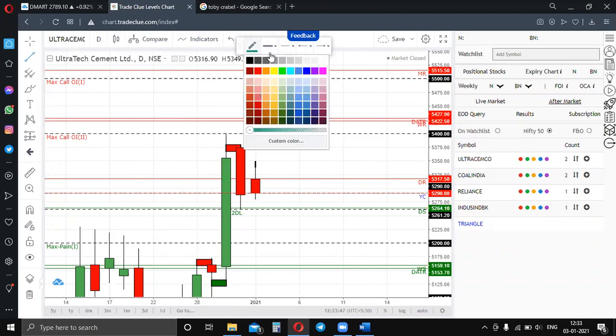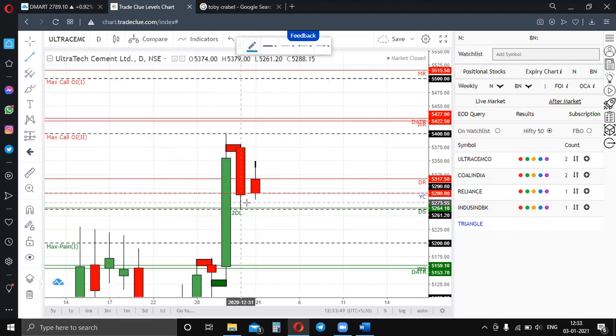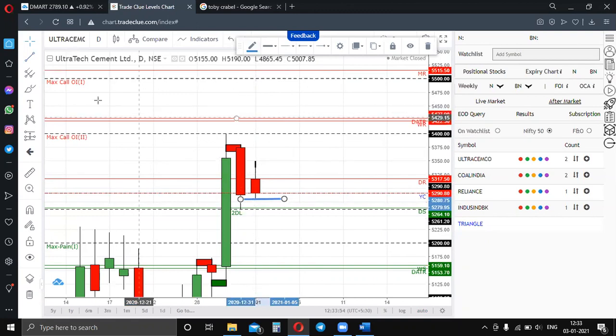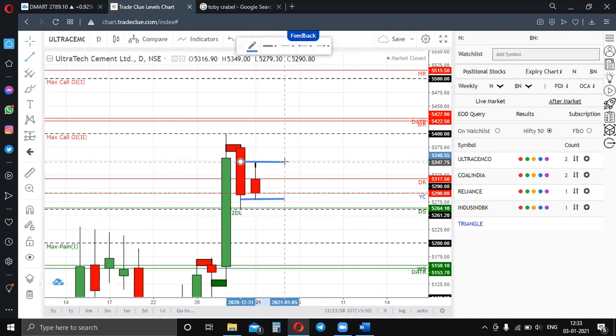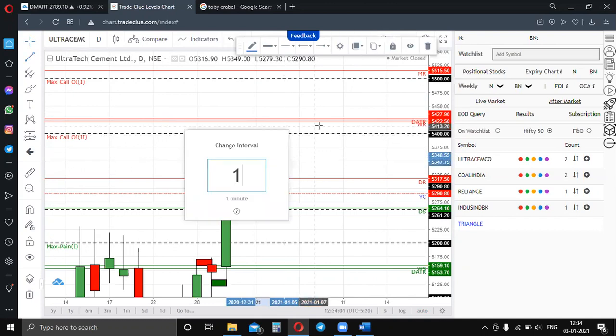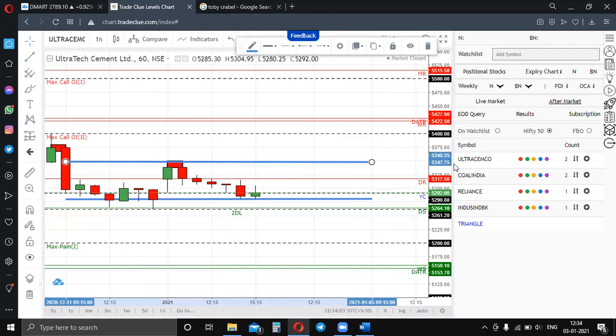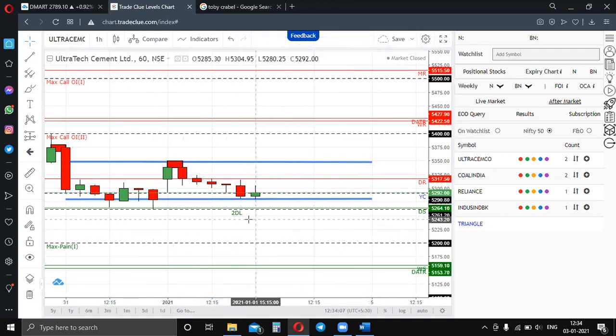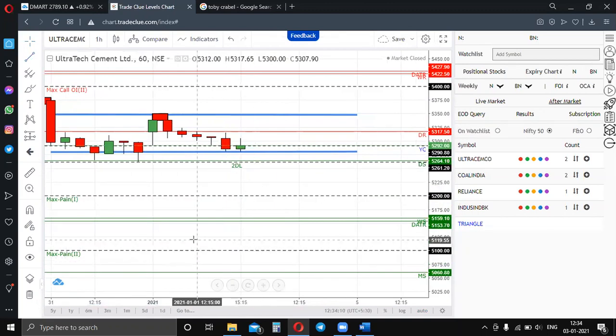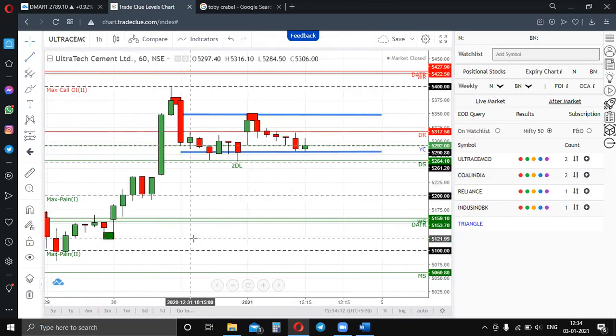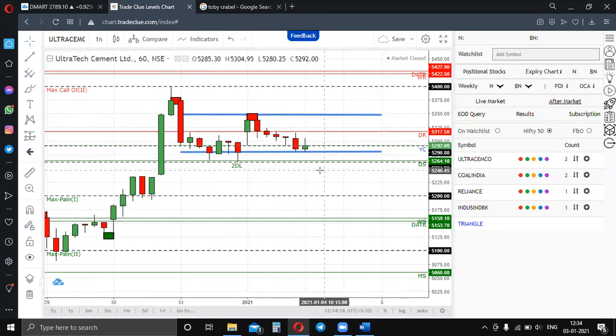So suppose this is the low and this is the high. If I go on the hourly chart, I'll have the range, right? This way you can plot your range. All right. Either side breakout will provide me the opportunity to trade. Okay.